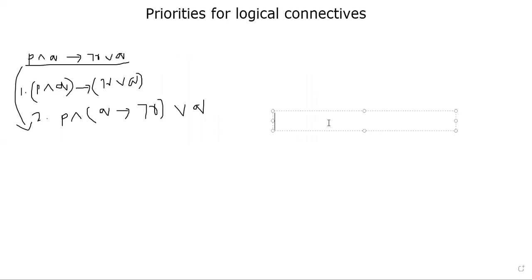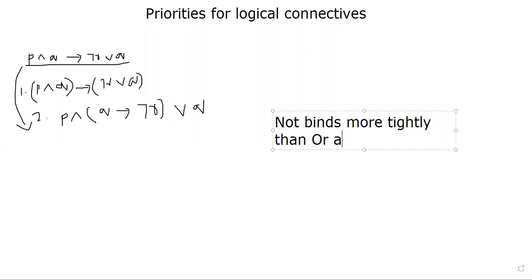The first priority is not. The not binds more closely, binds more tightly than or and. That's the first rule. What it means is you have to group the not with or in this case. So this is the first grouping.